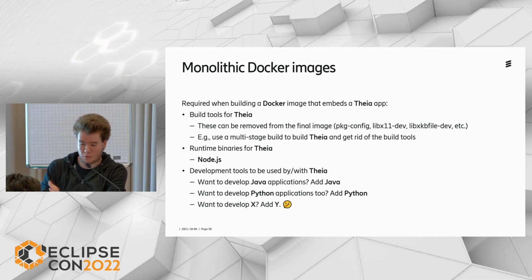But then you need to install Node. So now your image includes Node in order to run Theia. And now you have a choice to make. Now you have Theia ready to be run, but you need to decide what development tools you need to put in the container for people to work as well. Do you want to develop in Java? Do you want to develop in Python? You need to install all of these runtimes and tools. And the more you want to be able to do, the more you need to cram into this image.